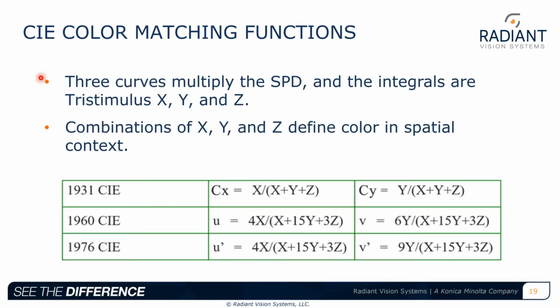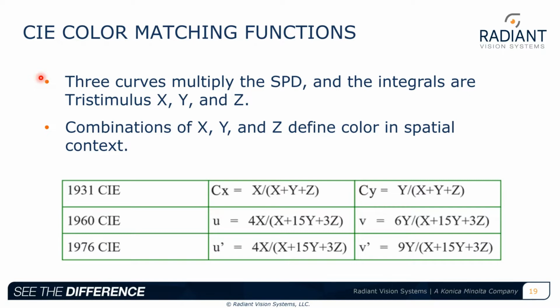So what you do with these three curves is, for a light source, you take the spectral power distribution and multiply it by each of the curves. Then from there, the integrals give you tristimulus X, Y, and Z. So these are now capitalized. When you see the lowercase x with a bar over it, that's describing the function. And once you've done the integral with the spectral power distribution, you get the tristimulus X, Y, and Z.